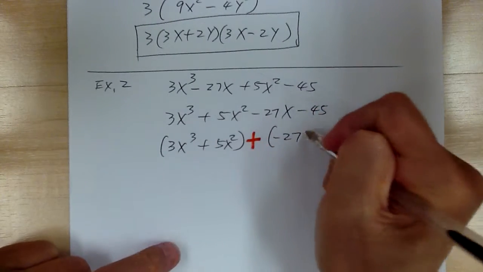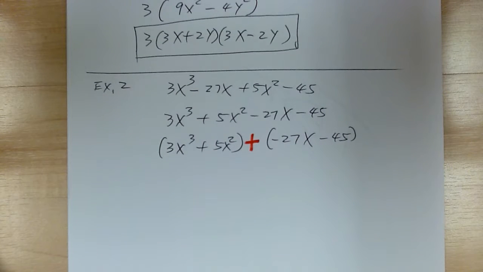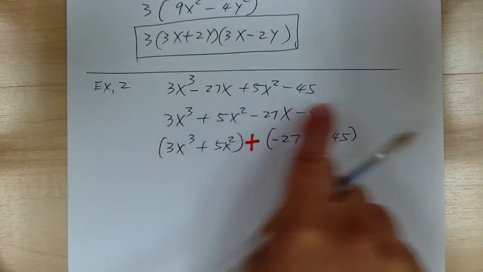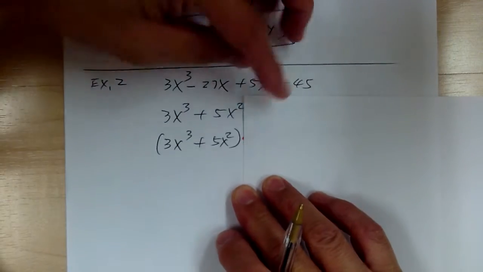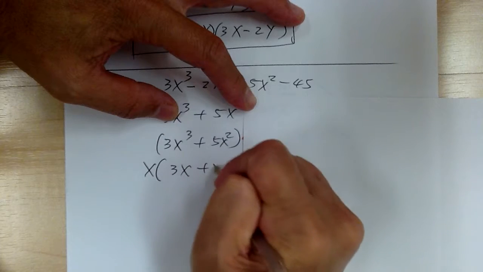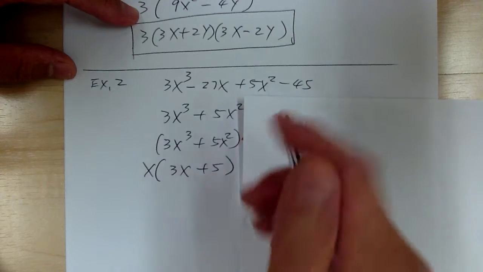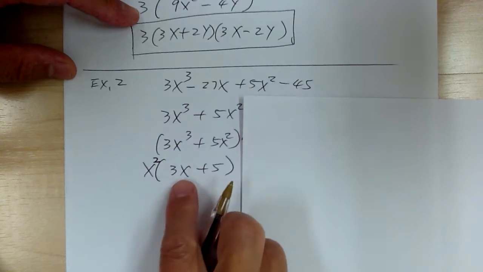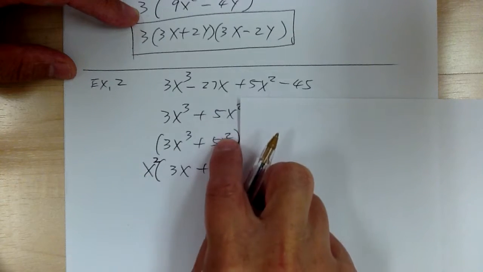So you've got negative 27x minus 45. Now you're ready to do the factoring. When you're doing the factoring, remember you're going to break down a big problem into 2 smaller problems. So let's focus on this part only. This one you can factor out the x squared, so you're going to get 3x plus 5. And you can double check: x squared times 3x gives you 3x cubed. You see, that's why you want to double check. X squared times 5 is 5x squared, so that's fine.